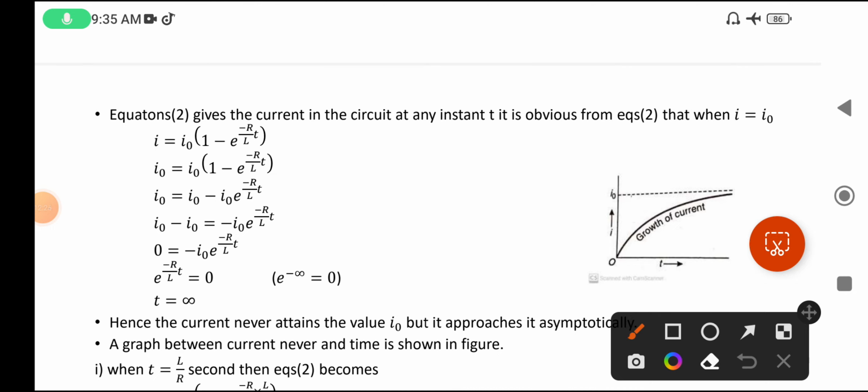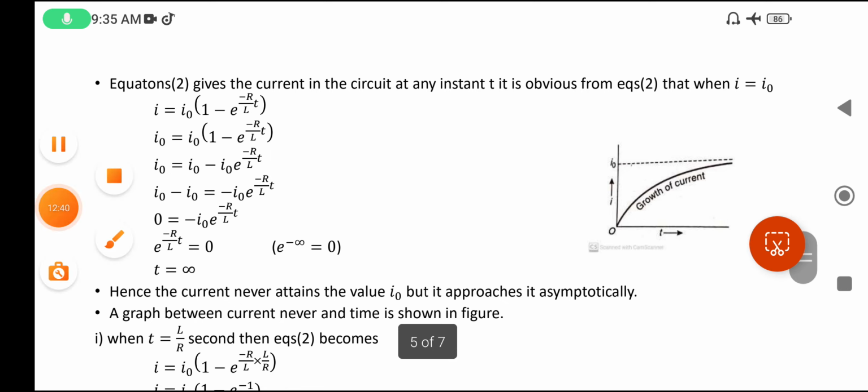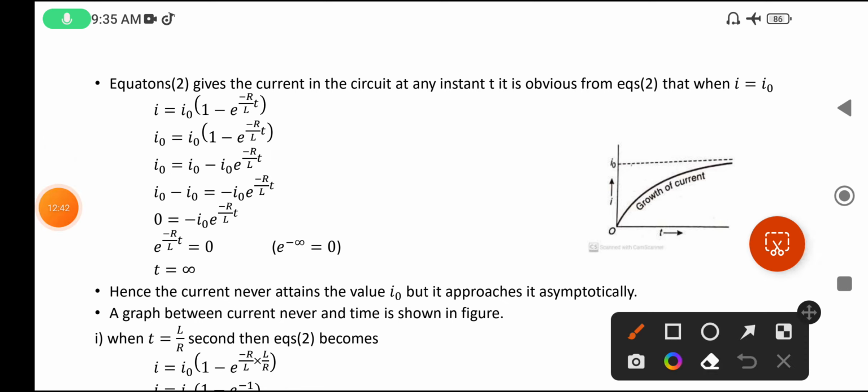Okay friends, so I is equal to I naught, substitute here. So what does it indicate to us? It indicates at what time the maximum current is reached in the circuit. That is what we have to find here. How much time will it take to reach the maximum current? Suppose I is equal to I naught, so it has increased. Then how much time is taken?